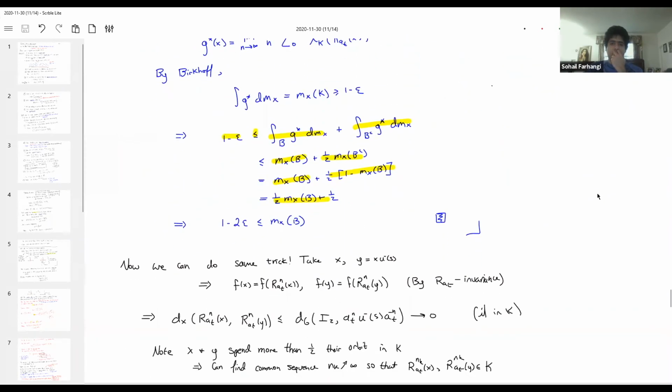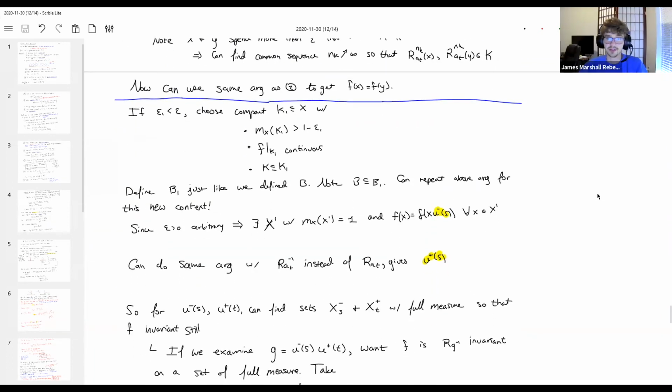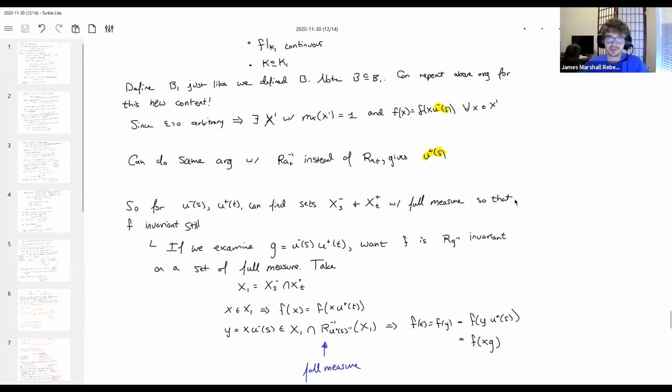Okay. And so we've got it for at least this one element, u minus s and u plus s. We have sets of full measure such that on these sets of full measure, f will be invariant with respect to this individual element. And now we want to create another set of full measure such that it will be invariant with respect to their product. So with respect to g equal to u minus s, u plus t, where s and t are just two numbers. And the way you do that is basically just intersect them in a nice way.